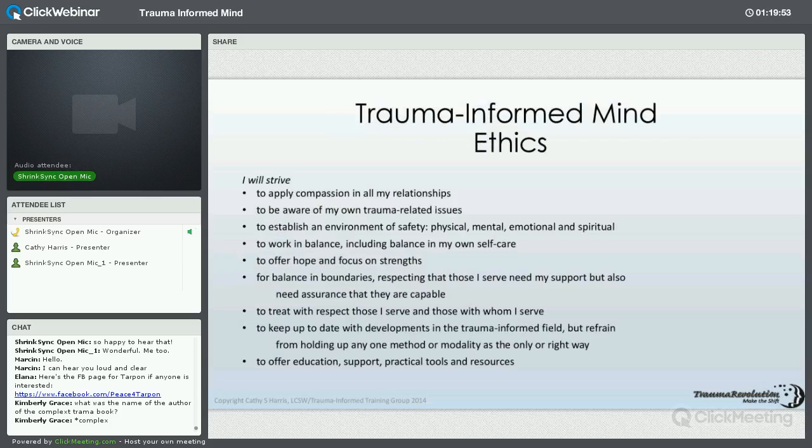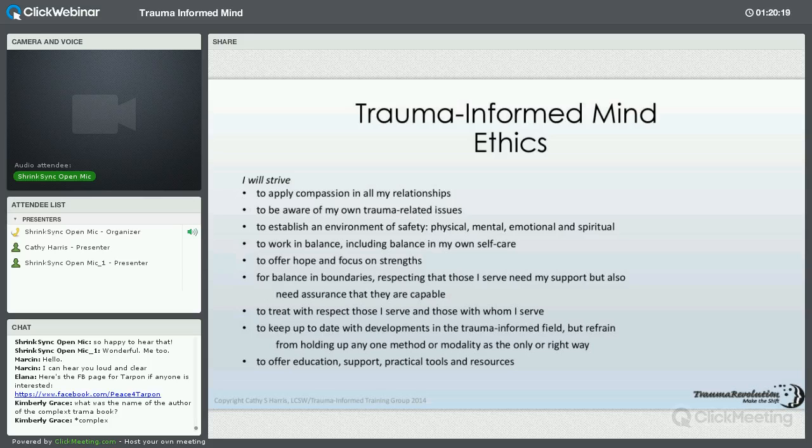So the last thing here in our presentation, I came up with a little list of trauma-informed ethics. I'm just going to read these due to time. I will strive to apply compassion in all my relationships, to be aware of my own trauma-related issues, to establish an environment of safety, physical and emotional, to work in balance, including balance in my own self-care, to offer hope and focus on strength.